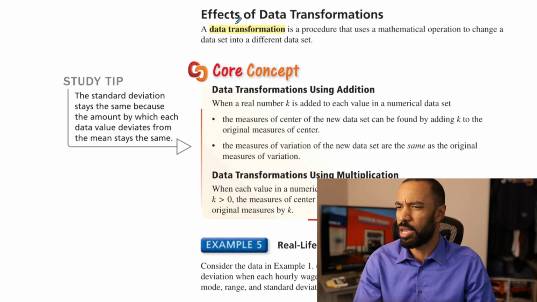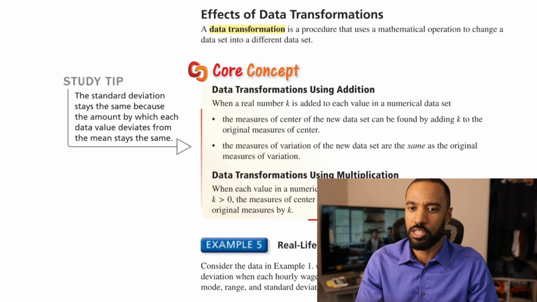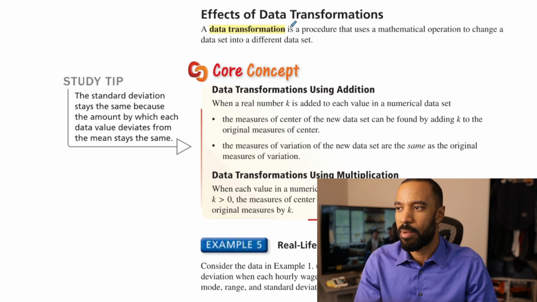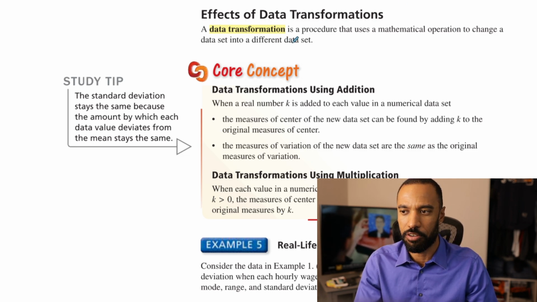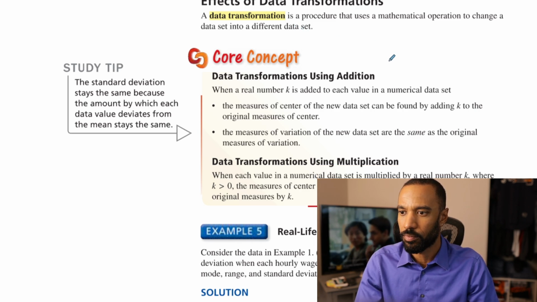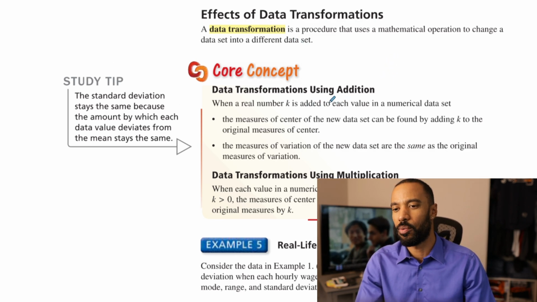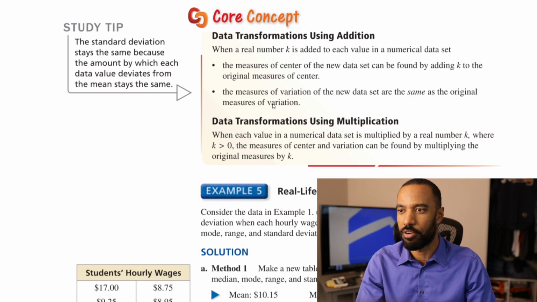Effects of data transformations. Yeah, I'm curious here. A data transformation is a procedure that uses a mathematical operation to change a data set into a different data set. When a real number... Oh, I see what they're meaning. Okay. So when you change everything about it.